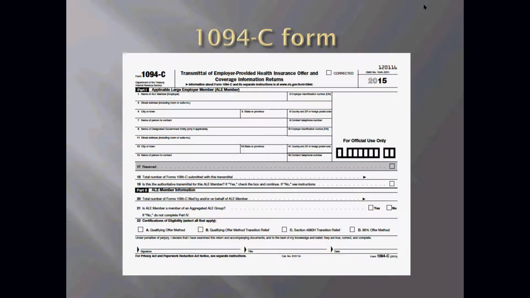And then Section 22 there, certifications of eligibility: qualifying offer method, transition relief, 4980H relief, or 98% offer method. We're going to get into those here in just a moment because each one has a specific way that they get figured out in order to be checked. Any questions on the 1094-C form? This is by far the easier of the two forms that we have to fill out for the 6056 requirements.